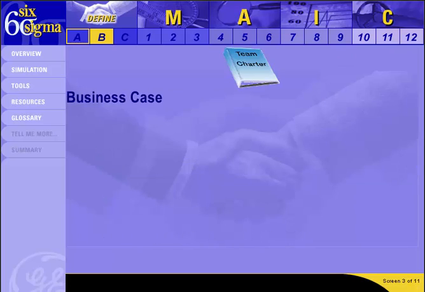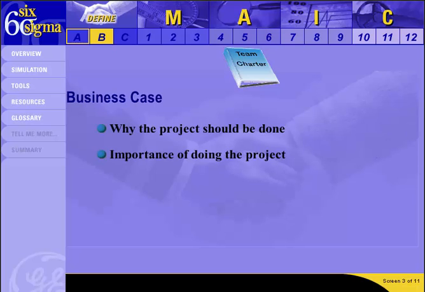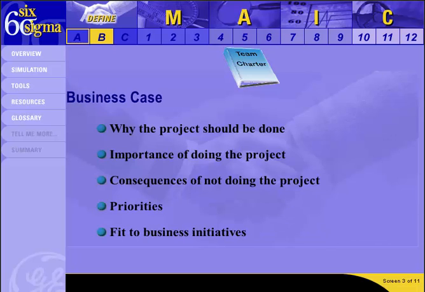The first element of a team charter is to establish the business case. The business case drills down and explains why a project should be done and why the project is important to do now. It also explains the consequences of not doing the project, as well as prioritizes the activities, and evaluates the project's fit to business initiatives.